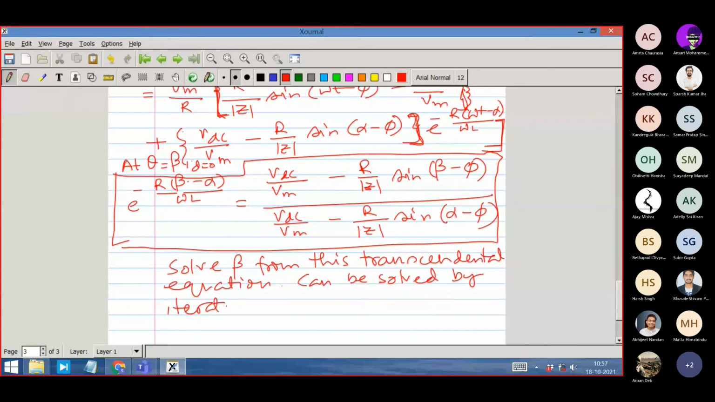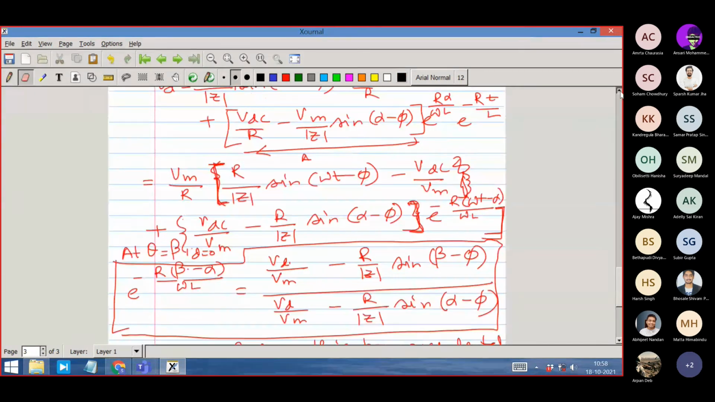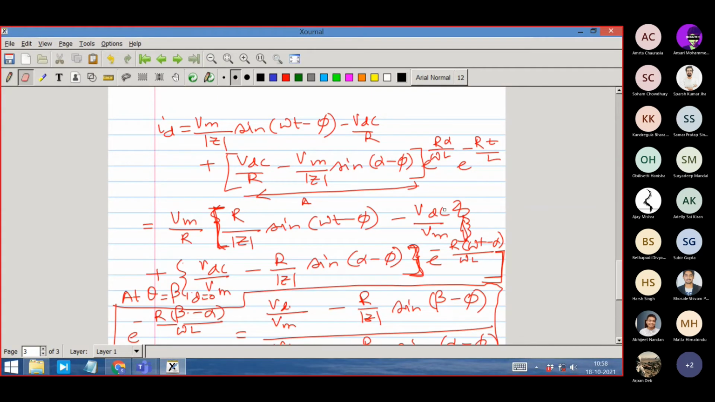Iteration, though it is only one variable unknown, but still to solve it, we must be using the iterative method. So VD or VDC. Sorry, I will not write V. This is VD. VM, VD. Okay, VD by VM. This is VD by VM.